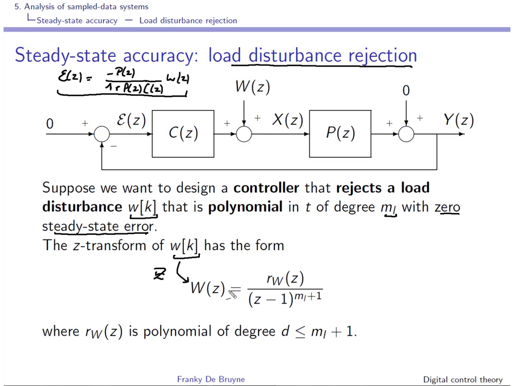If you take the z transform of this one, you'll obtain a wz that takes this form, and this is exactly the same form that we had for r of z. And in practice ml will either be 0 or 1, and as we had also for rz, the degree of this polynomial here is smaller or equal to ml plus 1. ml here is this power. Remember, ml equal to 0 is a step, ml equal to 1 is a ramp.